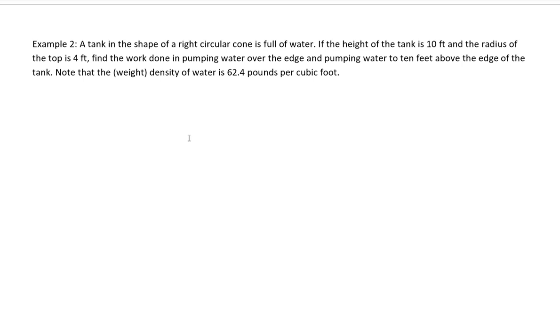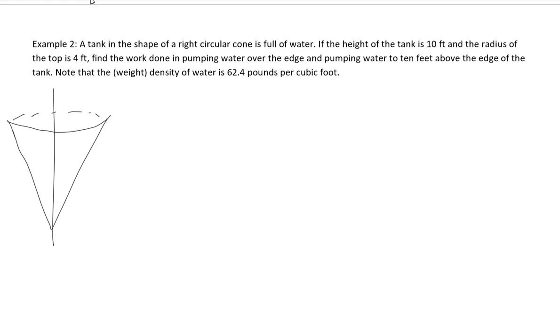The one in the book they use the SI units, so they use meters, and therefore they're going to have to use the gravitational constant of 9.8 meters per second squared. For us, this is going to be in US standard, so we do not need to use that, and you'll see. All right, a tank in the shape of a right circular cone is full of water. So a right circular cone looks like this. I'm also going to do it in a little bit of a different way than the book does.